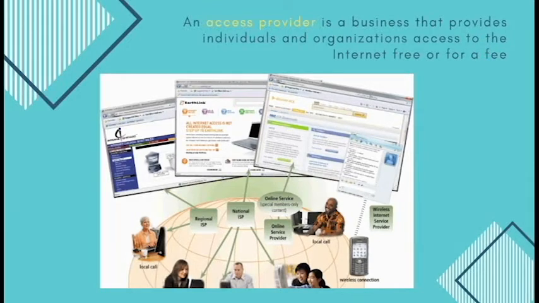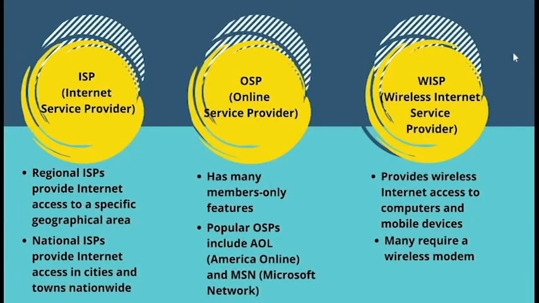So what are the ways to access the internet? First, we have the ISP, the internet service providers. Basically there are two types of ISPs. We have the regional ISPs, which provide internet access to a specific geographical area, and then we have the national ISPs, which provide internet access in cities and towns nationwide. So these are the two types of ISP.